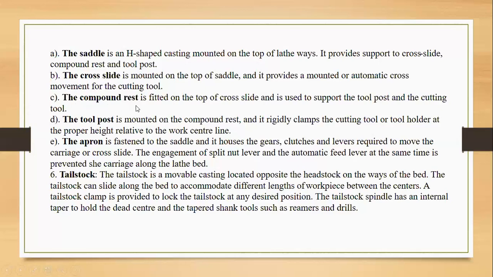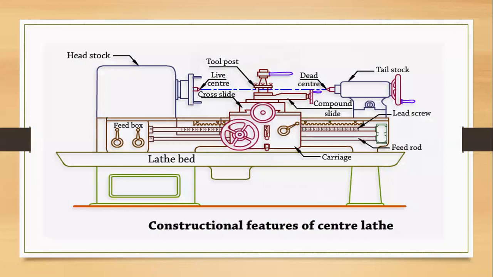The compound rest is fitted on the top of the cross slide and is used to support the tool post and cutting tool. So on the cross slide, the first top part is called the compound rest. The cutting tool can be placed on the compound rest only. This is the compound rest. This is the tool post.